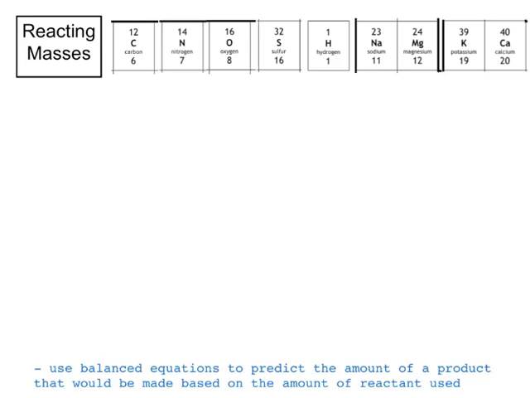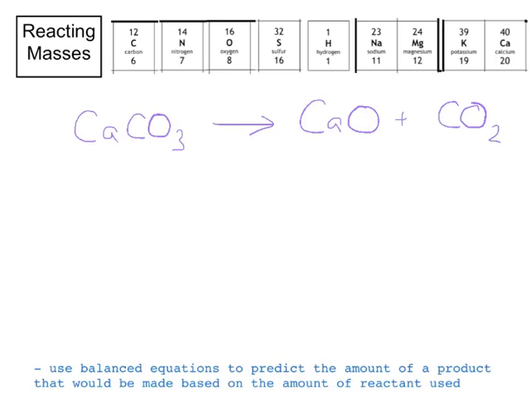So next thing, I'm just going to show you another example before you have a go at some yourself, and that example is going to be the decomposition of calcium carbonate. So that's CaCO3, heated, makes CaO plus carbon dioxide. So, the first thing we've got to do is just work out the relative formula masses of calcium carbonate and calcium oxide, because that's what my question is going to be related to.